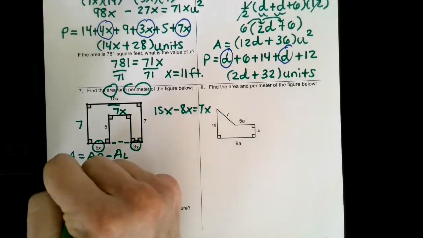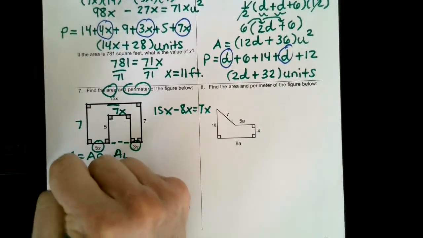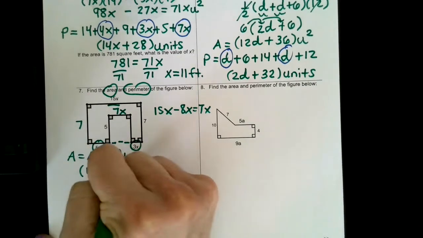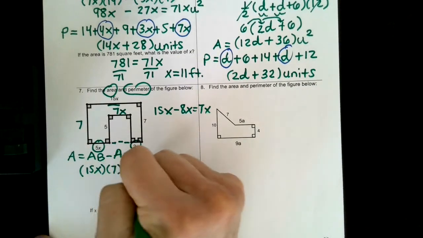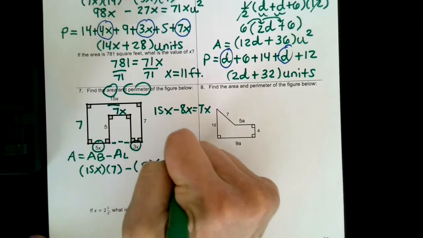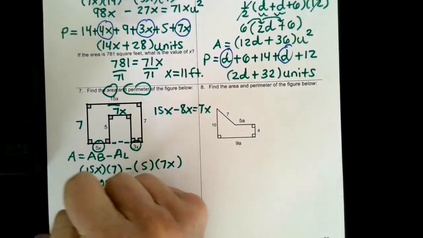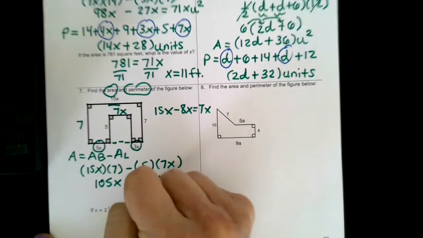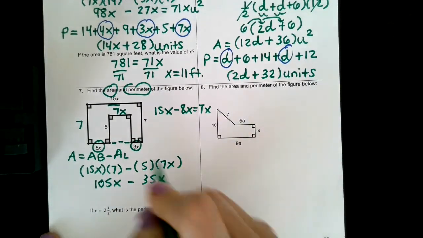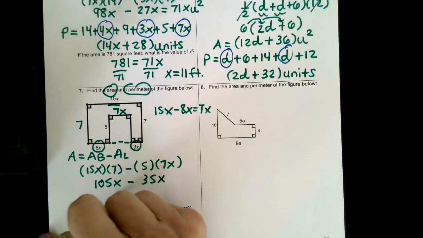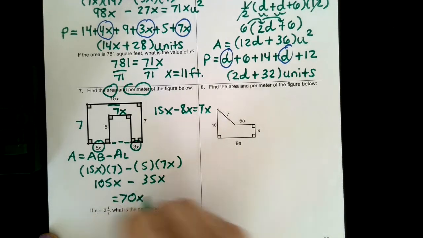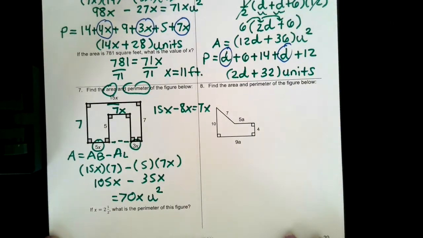Okay, so I have a big rectangle that is 15x by 7. And I'm going to take away a little rectangle that is 5 by 7x. 15x times 7 is 105x, and I'm going to take away 35x. And that will give me a total of 70x. And I'm just going to write units squared since we don't know the units again.